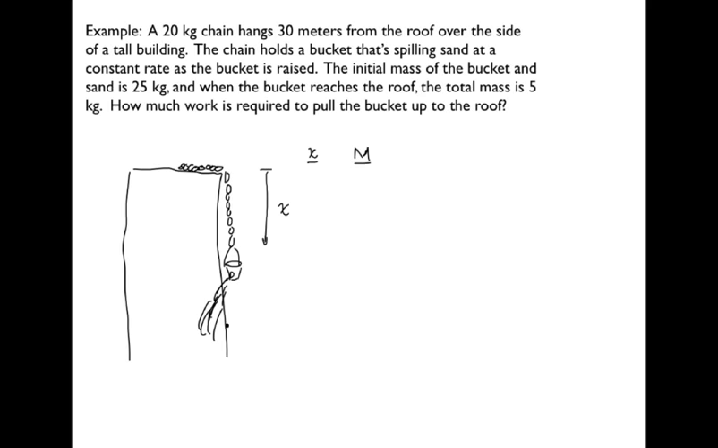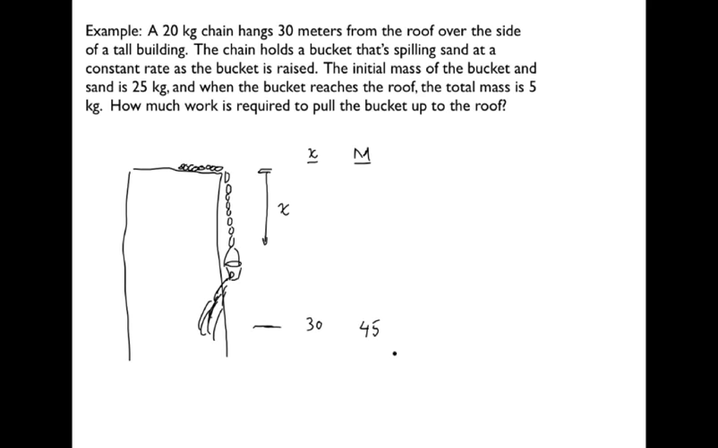So when x is 30, down here, so here's the 30, what is the mass that we have to support at x equals 30? It's the mass of the chain and the bucket and the sand. So what is that initial mass? I've got a 20 kilogram chain, the whole thing, and then the bucket and the sand together are 25. So I heard someone say 45. Agree with that? Okay.